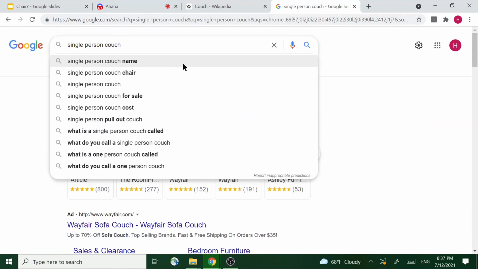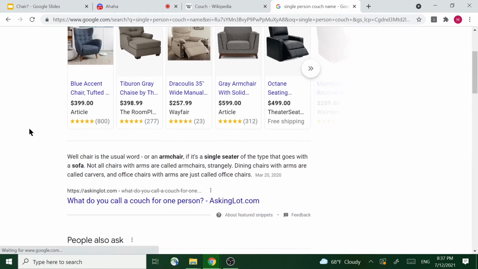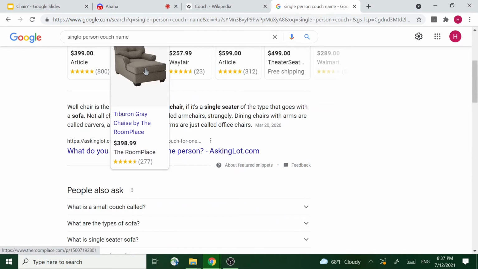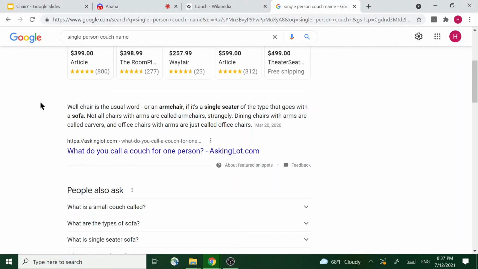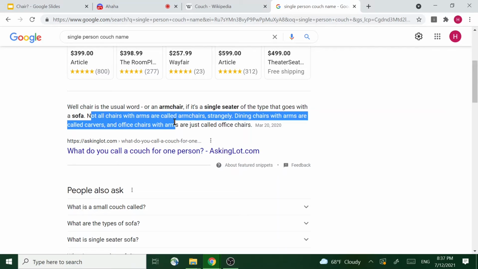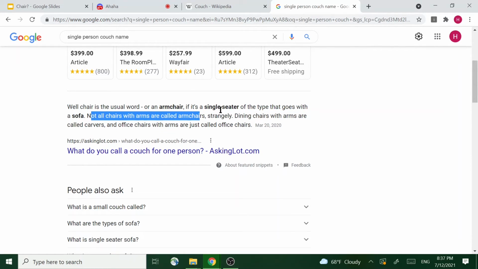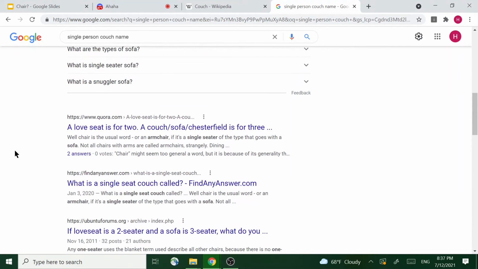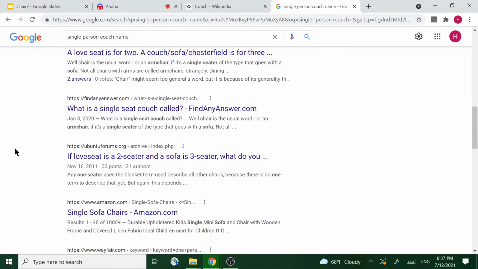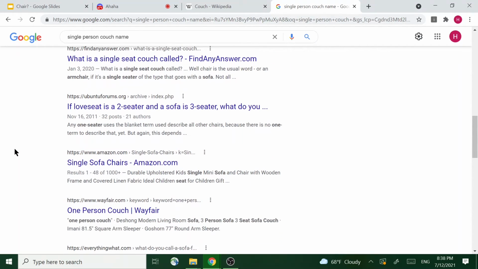Couches have sides. When I searched single person couch, the first suggestion Google gave me was single person couch name. Someone posted the question on a website: what do you call a couch for one person? And the answer is an armchair. Is it a subset of chairs? Not all chairs with arms are called armchairs, but a single person couch is indeed called an armchair. That is very true. But it is a chair, so therefore it's not a couch. It's actually a chair. We did it.